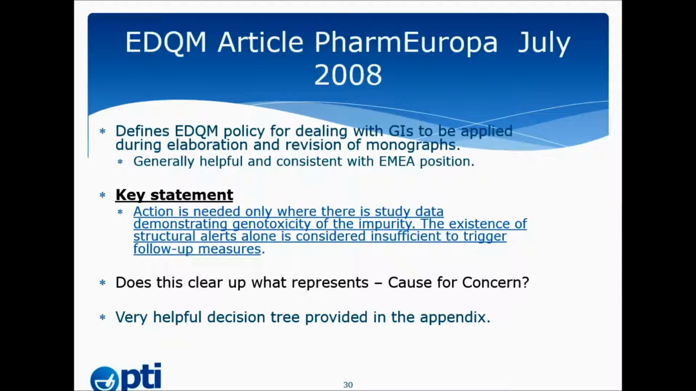Interestingly, at a similar sort of time, in parallel to this, and I'm not clear what the actual trigger was, but there was an EDQM article, this is within Pharma Europa, so this relates to the European Pharmacopoeia, in 2008, where they started to define what their policy was for dealing with genotoxic impurities when you're talking about developing a monograph. And this is generally helpful, but one of the things that was really important in it was it went as far as making a statement which to some extent helped clear up cause for concern.